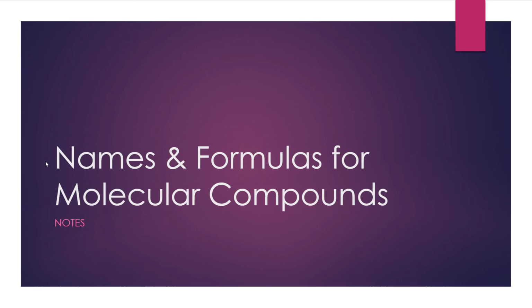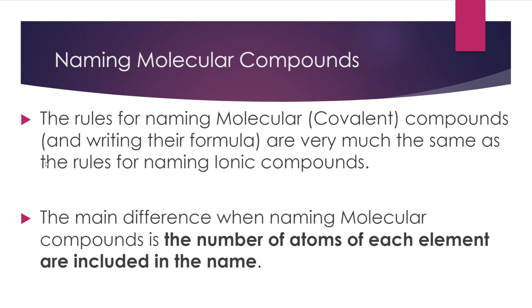Names and formulas for molecular compounds. The rules for naming molecular compounds that have covalent bonds and writing their formulas are very much the same in some ways as the rules for naming ionic compounds. There are some things that are similar. The main difference when naming molecular compounds is that the number of atoms of each element is included in the name.